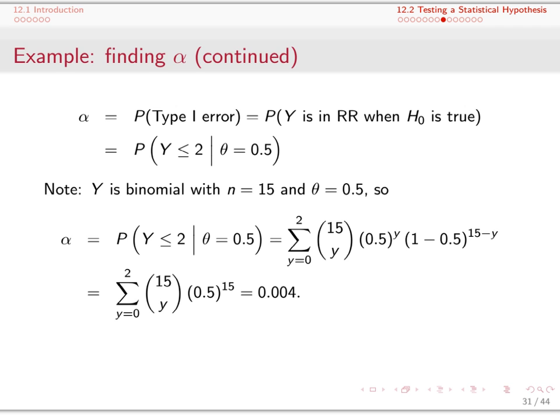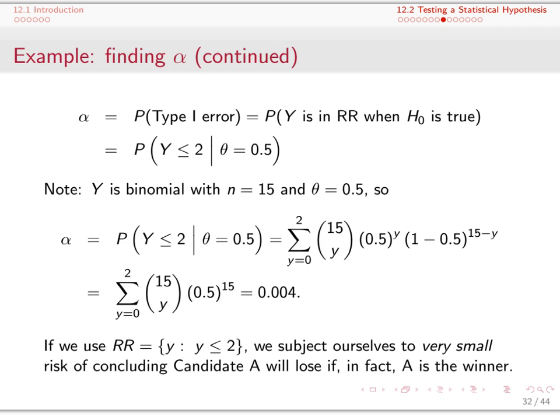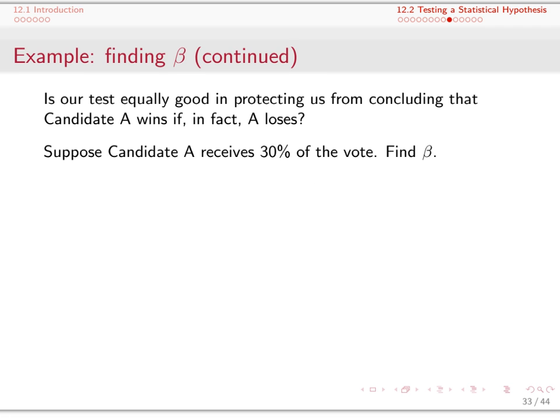So that's a very small probability of a type 1 error. Effectively, what it means is if we use our rejection region where y is the set of values less than or equal to 2, we subject ourselves to a very small risk of concluding that candidate A will lose if in fact candidate A is the winner.